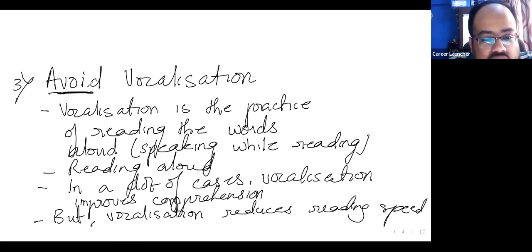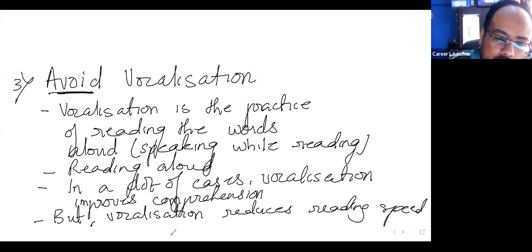Yes, it should not be at the expense of comprehension. Comprehension is important, but at the same time, try to reduce vocalization as much as you can, because eventually vocalization is going to affect the reading speed negatively. So, to the best extent possible, try to avoid vocalization.